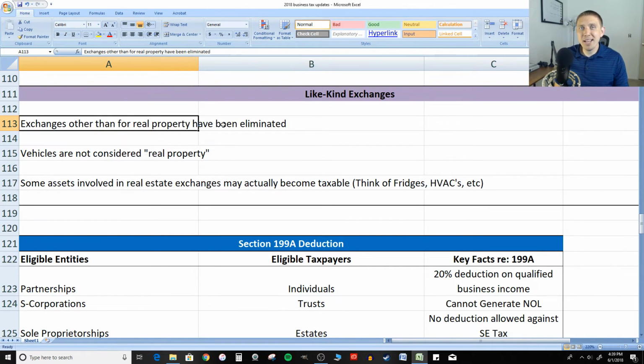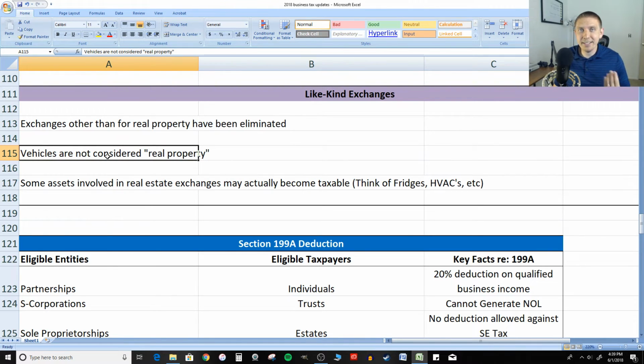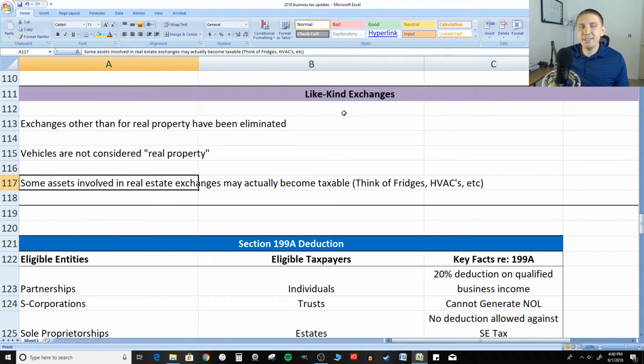So really what they're saying here is the only items that really qualify for a true tax-deferred exchange at this point is real estate. So buildings and land and other real property. Like I said, I put it right here that vehicles are not considered real property. I think this is going to upset a lot of people. Some assets involved in real estate exchanges might actually be taxable during the exchange. So if you think of a home, like let's say, or a building, there's other things involved in that building.